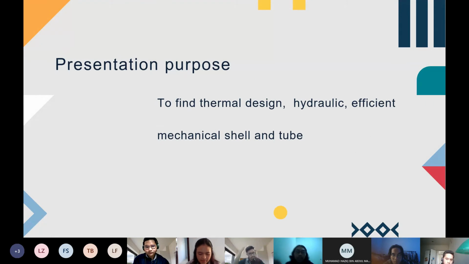Okay, so in this presentation we have goals, we have a purpose to reach. We try to find the thermal, hydraulic, and mechanical design of an efficient shell and tube.